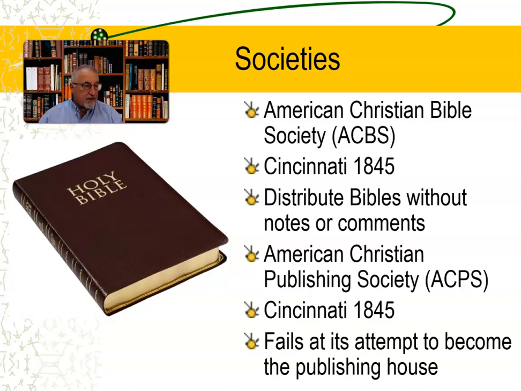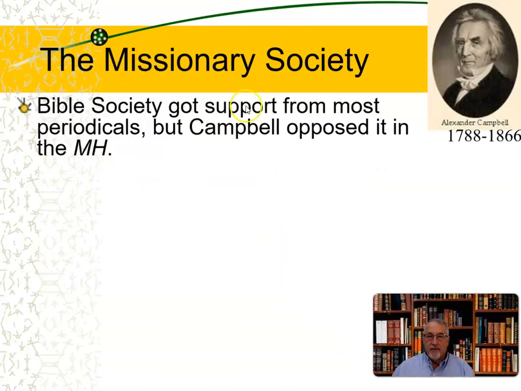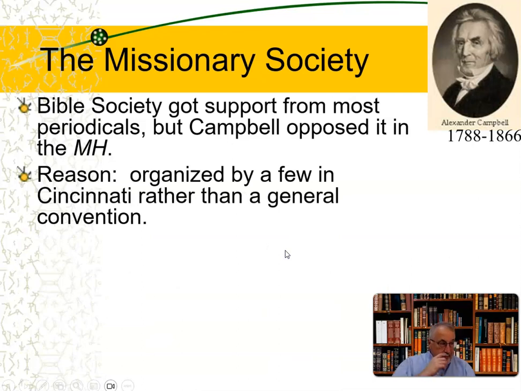This met with a lot of suspicion, I think because it was mostly just centered in Cincinnati, and they didn't really talk to a lot of other people. I think this also kind of hurt it. The Missionary Society, we're going to talk about it, but first let's just mention the Bible Society got support from most periodicals. Alexander Campbell opposed it in his Millennial Harbinger. And of course that had a lot of weight, a lot of influence with people.